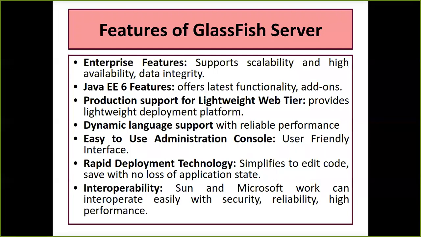Now, what are the features of your Glassfish server? The very first is your enterprise features. It is going to support scalability, high availability, and data integrity. We know what scalability is; we saw this in the last lecture. What do you mean by high availability? For example, my server is down for some time, and then it gets back to normal and starts serving the client. That time period is considered high availability. How much minimum time you take to serve your client back is known as your high availability.